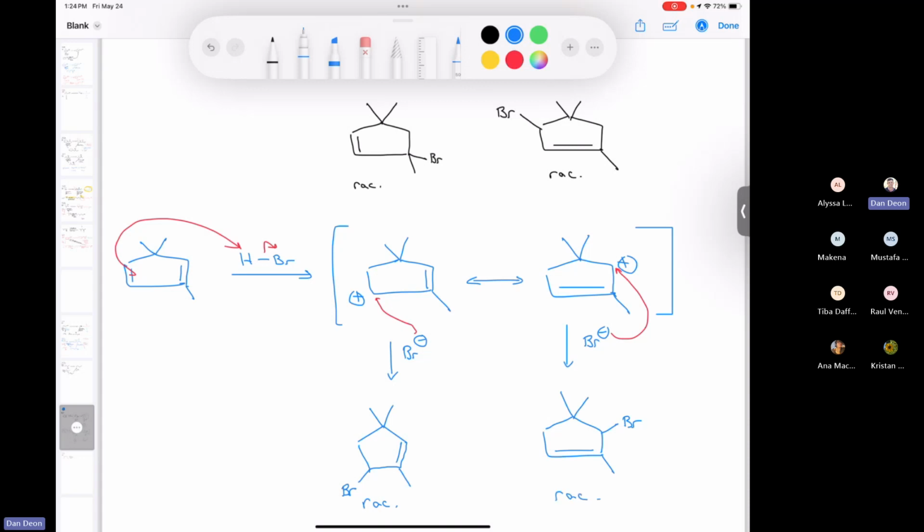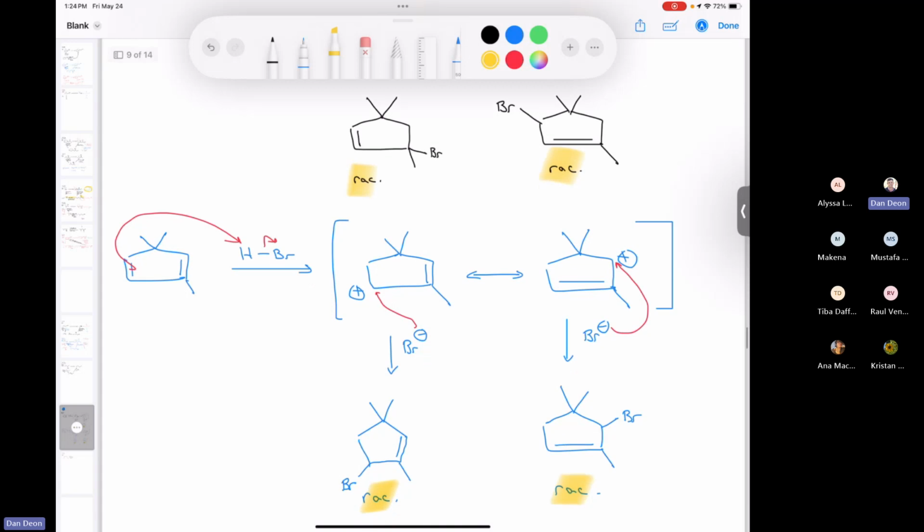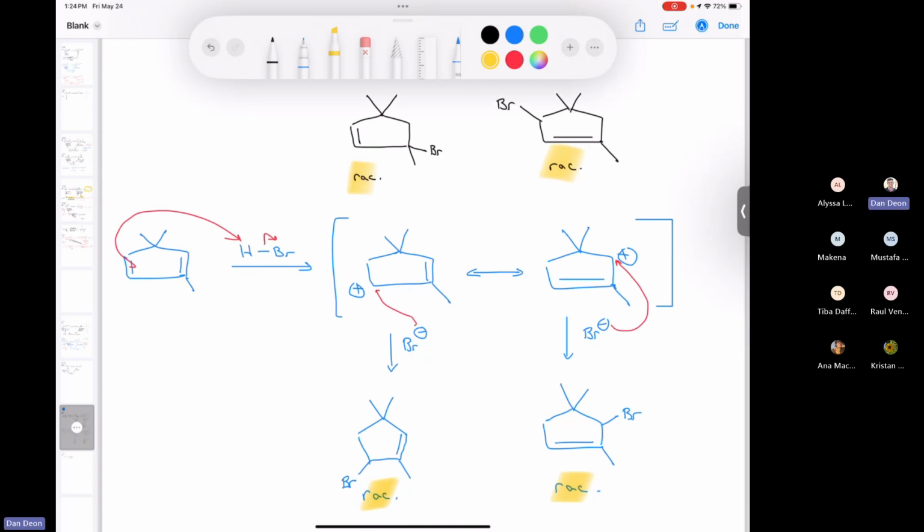And of course, this is going to be racemic as well. So if you're confused as to why you write racemic every single time, well, every time in the mechanism, we have a nucleophile attacking a carbocation, and we know that carbocations are trigonal planar, and so the nucleophile is going to attack from either face of the molecule. It's not going to discriminate whatsoever, and so we end up with 4 racemic mixtures.